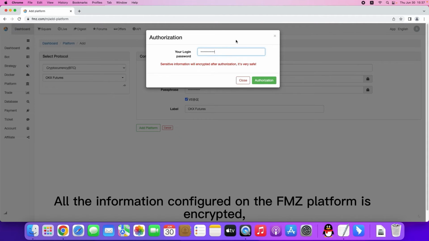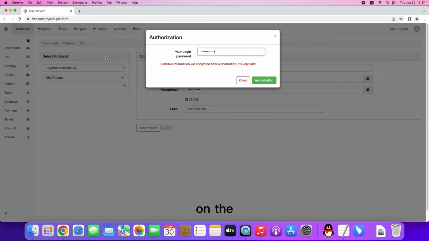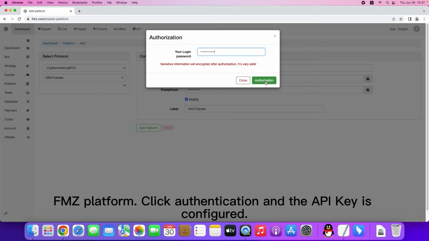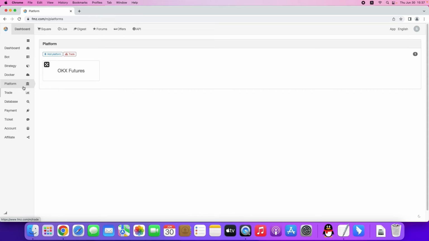All the information configured on the FMZ platform is encrypted. That is to say, there is no plain text information of any API keys on the FMZ platform. Click Authentication and the API key is configured.